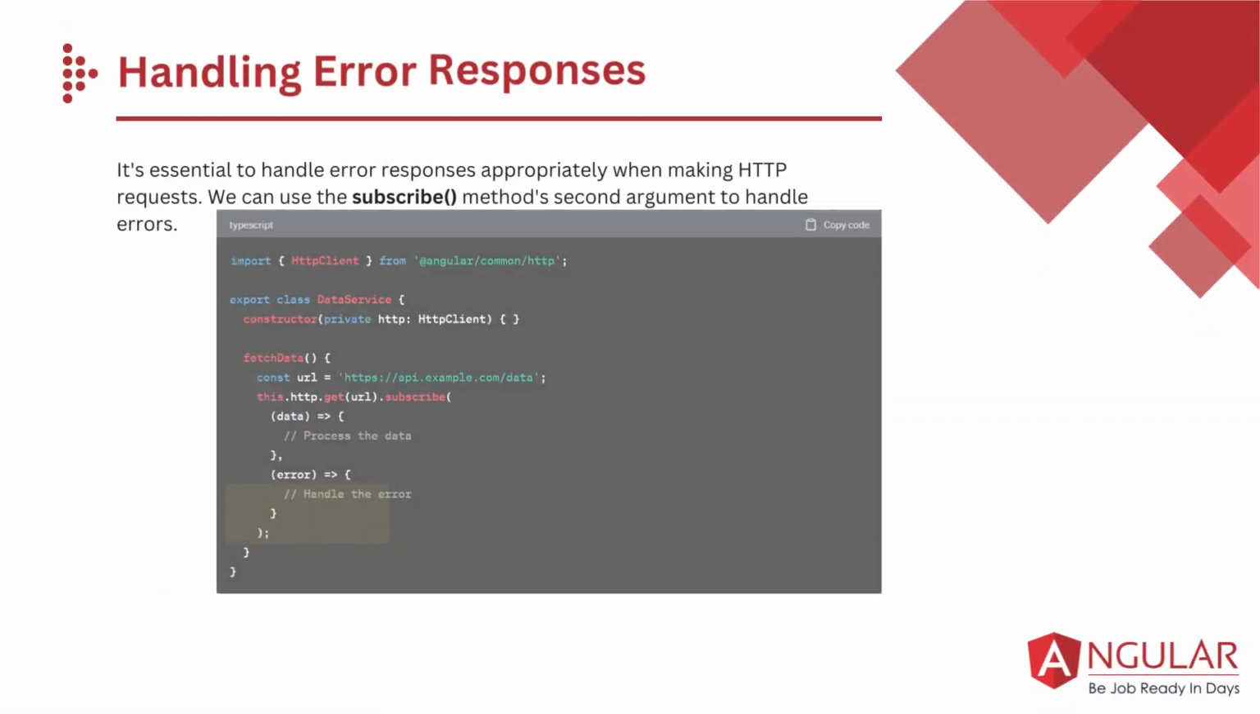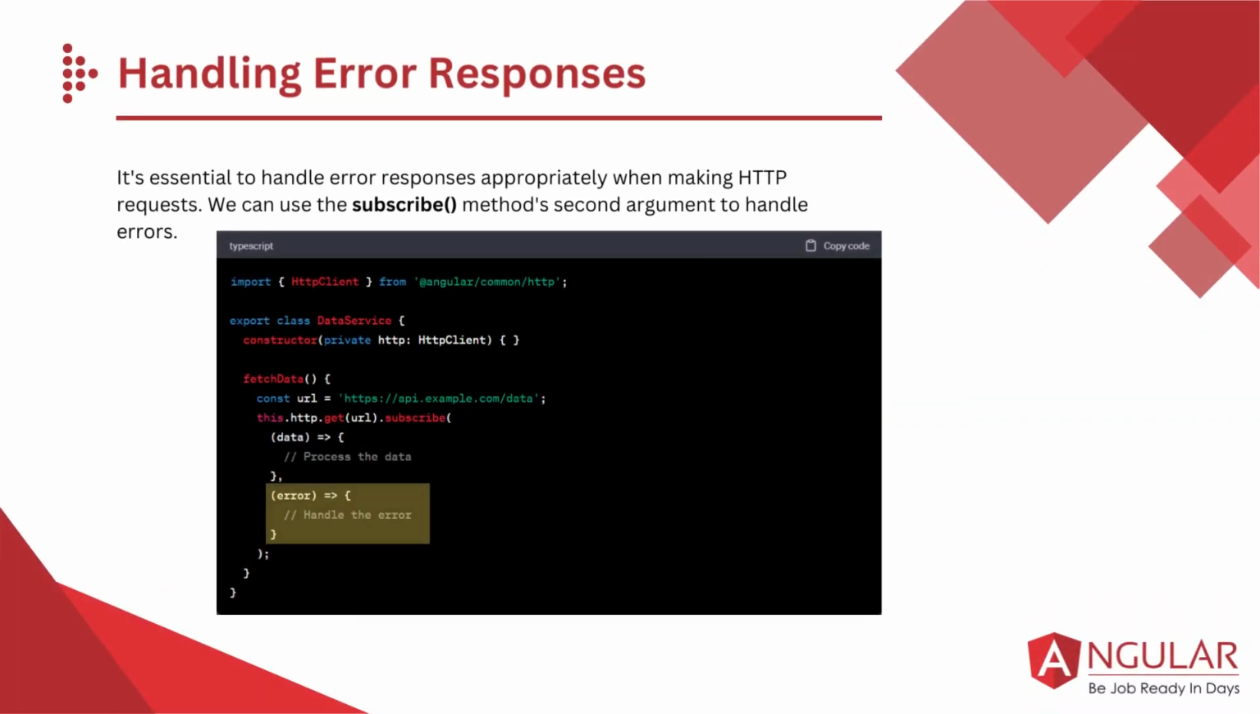4. Handling error responses. As with any communication with external services, it's essential to handle error responses appropriately when making HTTP requests. We can use the subscribe method's second argument to handle errors.